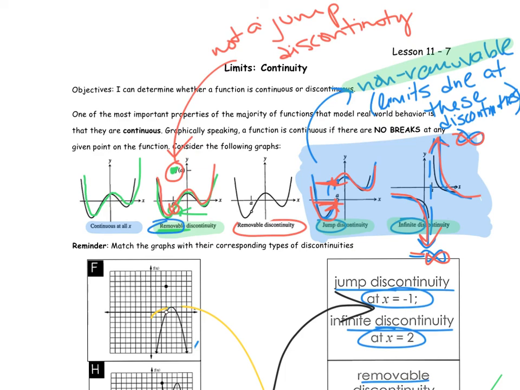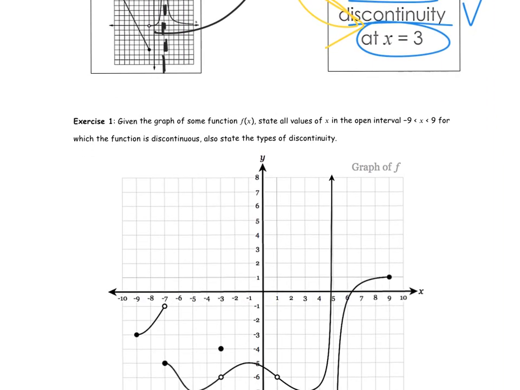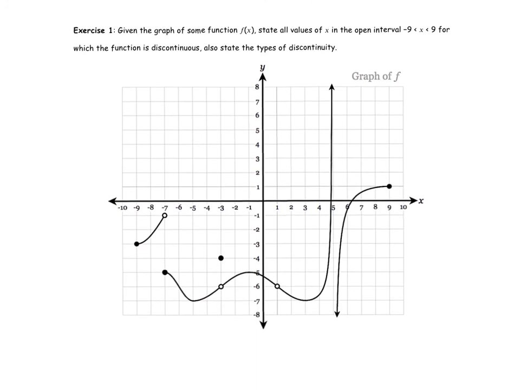Okay, now we can really just get into it. And you guys have the basis of what we need to start some practice. So let's take a look at exercise 1. So given the graph of some function f of x, we're going to state all the values of x in the open interval from -9 to +9 for which the function is discontinuous, and then we're going to state the discontinuity. So there actually is a lot going on here.